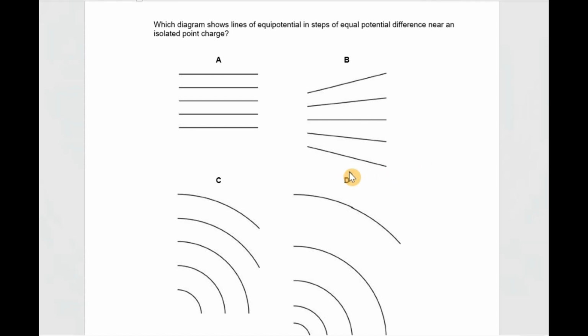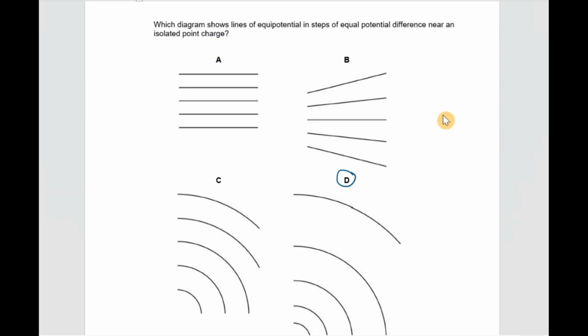If you got the answer D, well done. So, if you didn't get the answer, let's work through it together. Which diagram shows lines of equipotentials in steps of equal potential difference near an isolated point charge?